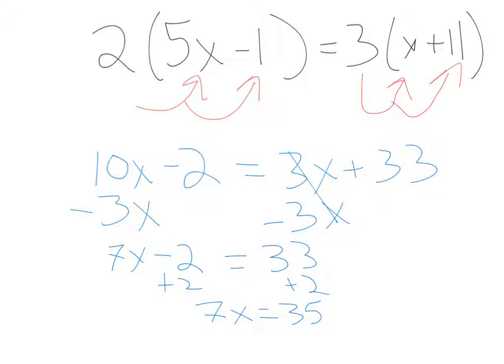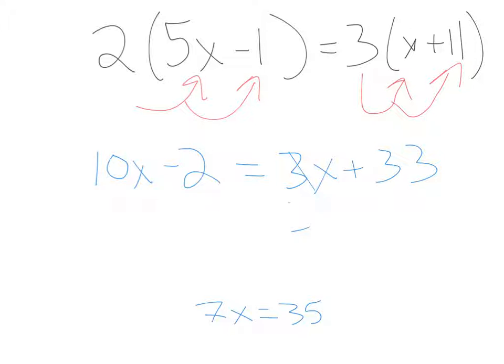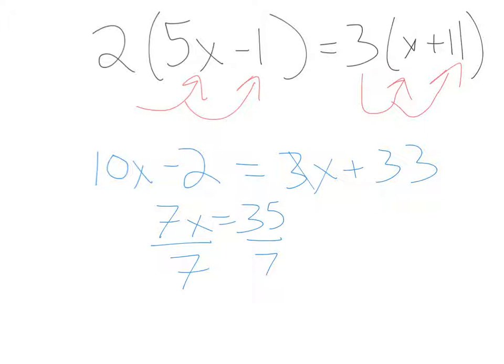I've run out of room, so let me just clean this up a little bit. So we've gotten to the point now where we have 7x equals 35. Divide both sides by 7. x equals 5. And if I plug that back in, I find that, yes, in fact, that does work out. So that's how you solve it when you have grouping symbols and you have to deal with variables on both sides of the equation.